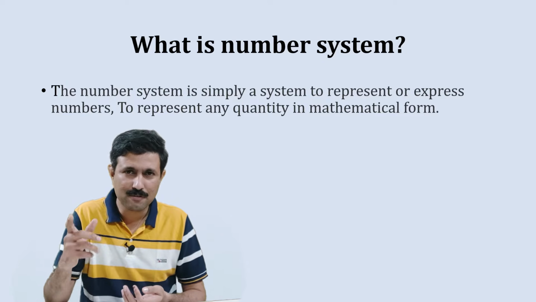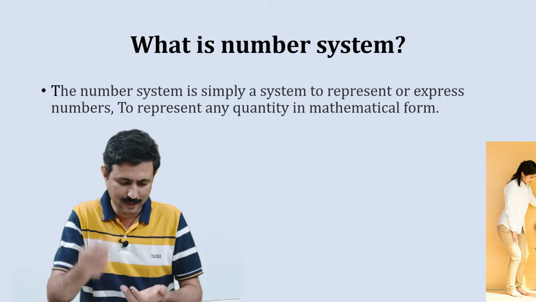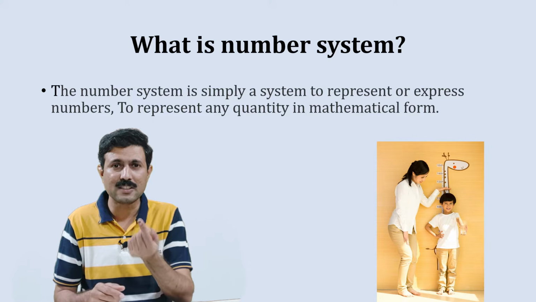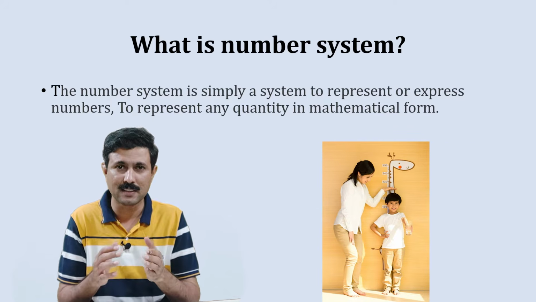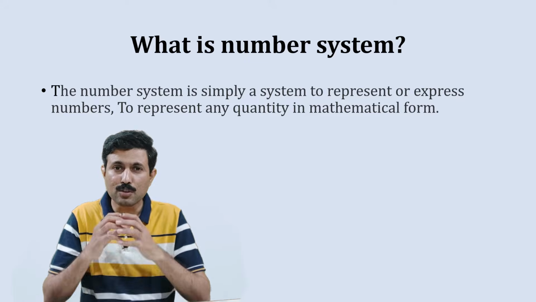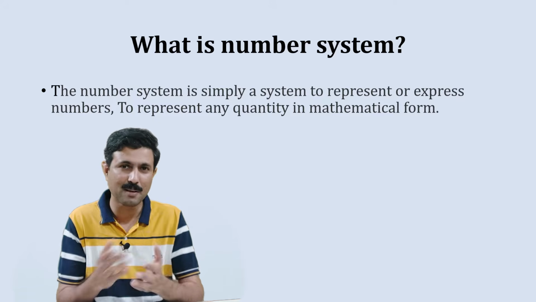For example, you are filling a form and some information is asked, that write your height, and you are writing 165 centimeter. So that combination of 1, 6 and 5, what does it represent? That combination of digits represents your height. So the combination of 1, 6 and 5 that you are using is nothing but the number system.